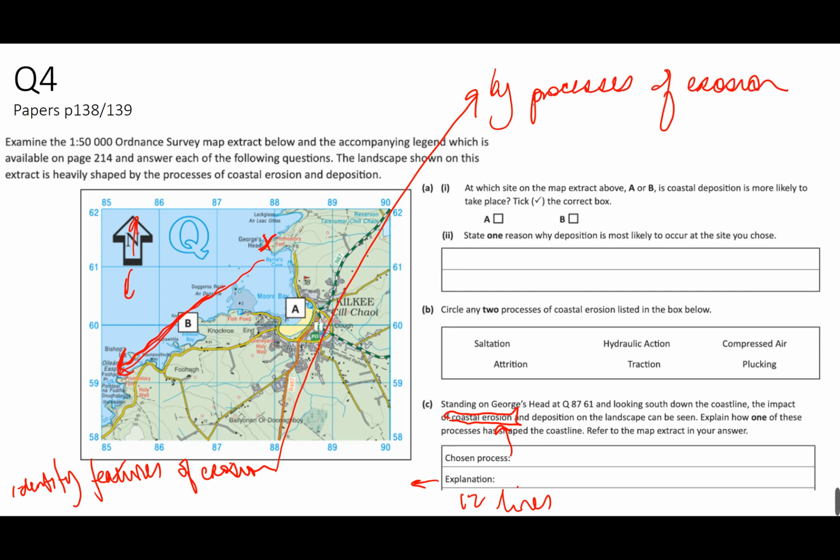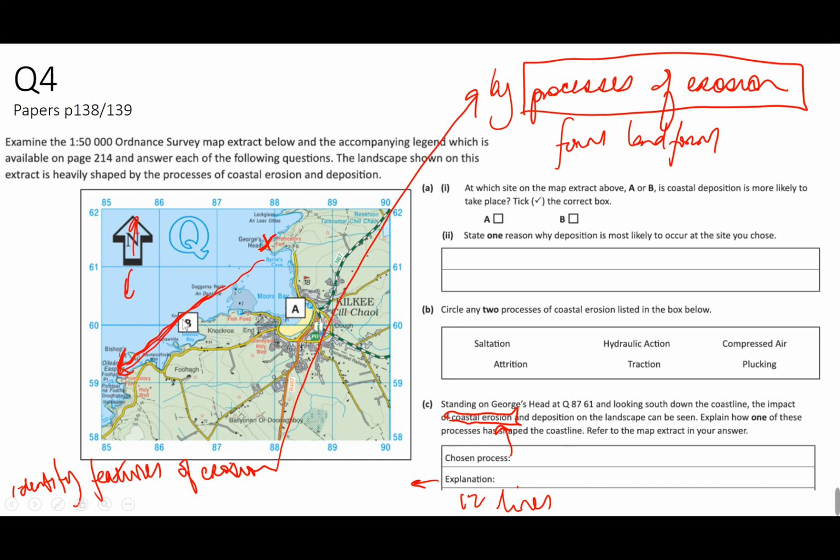Okay, and you need to give details about this. So do you remember the 4 processes? How did those processes form any landform that you've identified? Okay, so sorry, let me just recap that again. Standing here, looking south down the coast, the impact of coastal erosion and deposition can be seen. Explain how one of these has shaped the coastline.